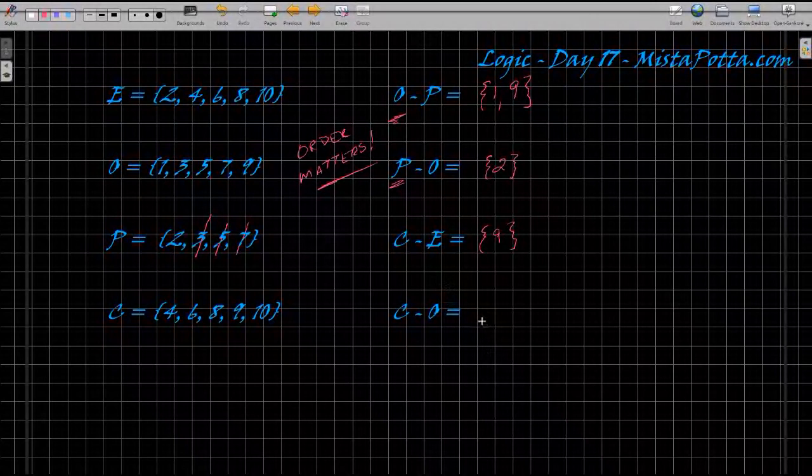If I try and do C minus O, C subtraction O, I'm going to remove all of the odd numbers, which means I'm only getting rid of the 9. This ends up being 4, 6, 8, and 10.